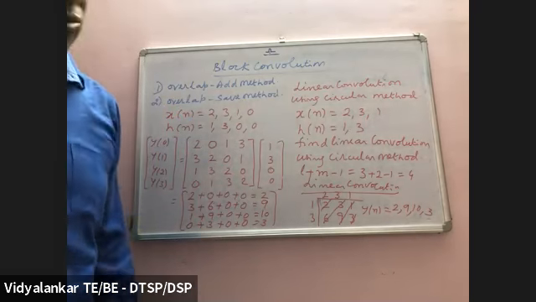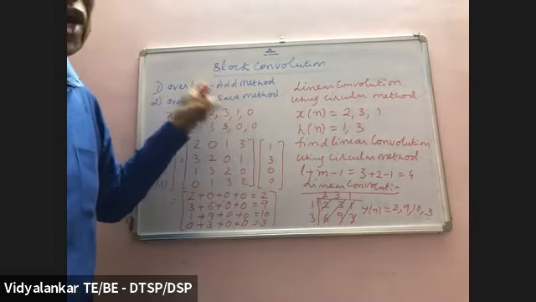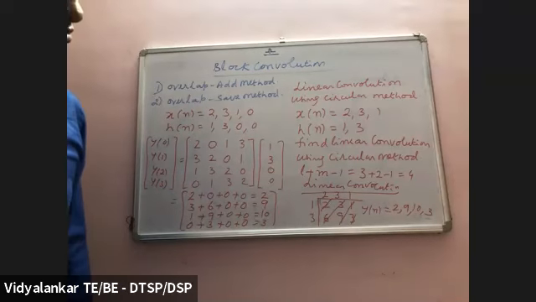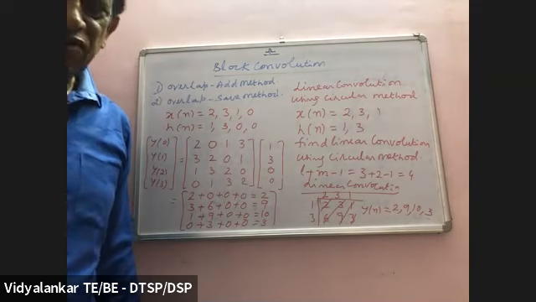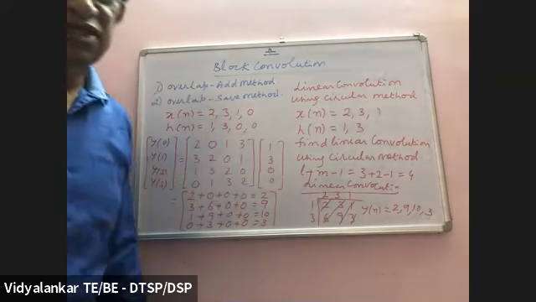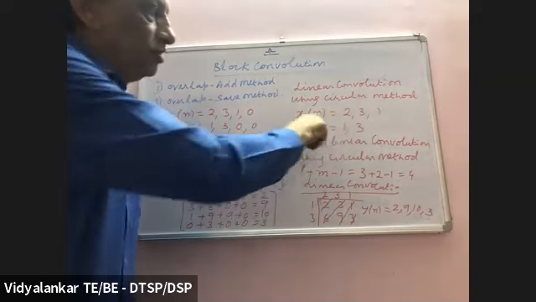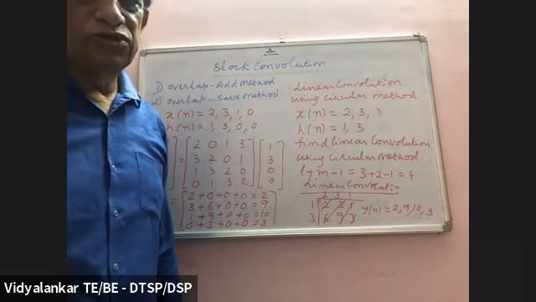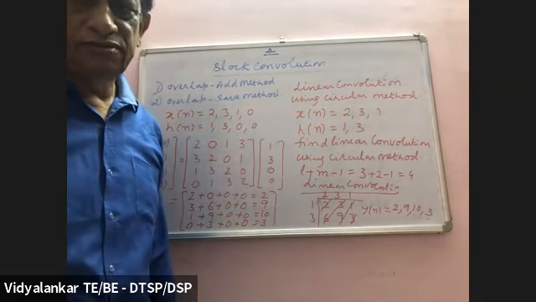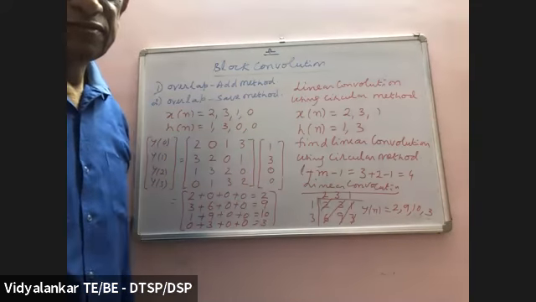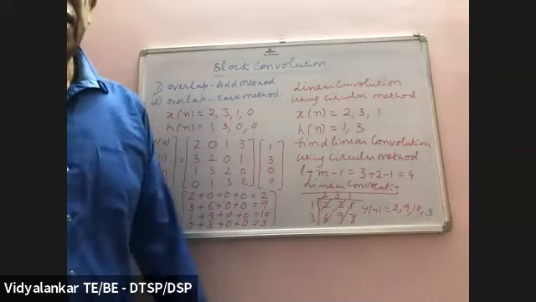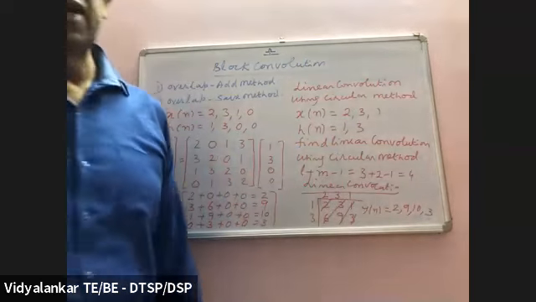Still any doubt? Because this method only you will apply in overlap add method and overlap save method. Even in examination, in MCQ, this type of questions will be asked. So 2 X values will be given, H values will be given. Total number of outputs required. A option 4, B option 5, C option 3, D option 6. Then you select 4.